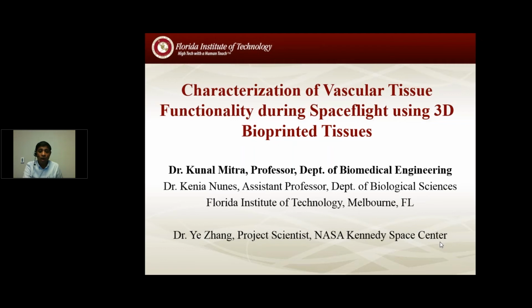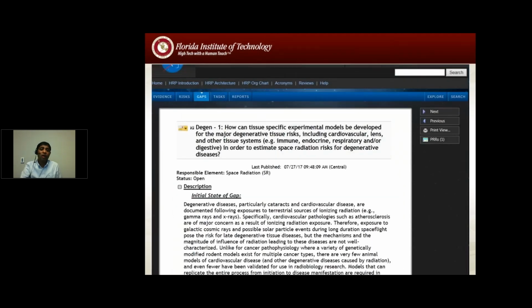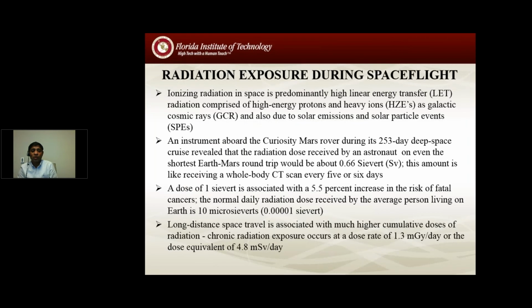So the next part is what we have been working on: using a unique 3D bioprinted tissue to characterize vascular tissue functionality. Why is this topic important? Again, this comes from NASA, from the gaps: a long-term space mission is going to affect your cardiovascular system because of different things, such as the microgravity effects as well as the radiation exposure. So we want to look at the degenerative effects, and our main goal here is on cardiovascular tissues, due to microgravity and space radiation.